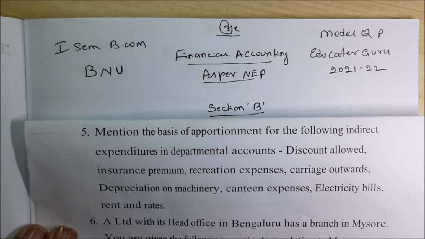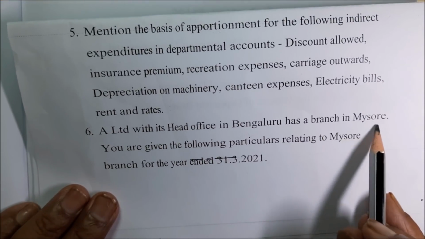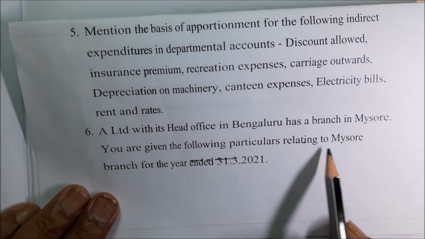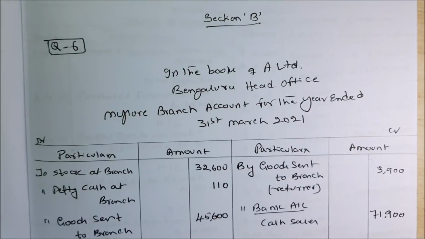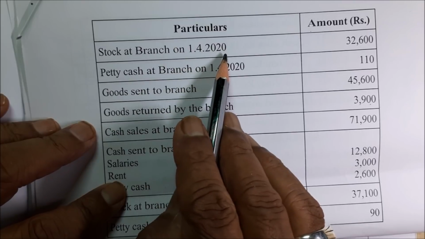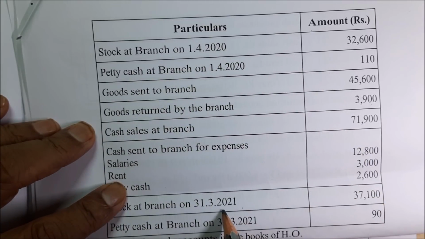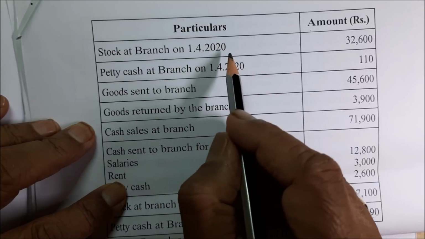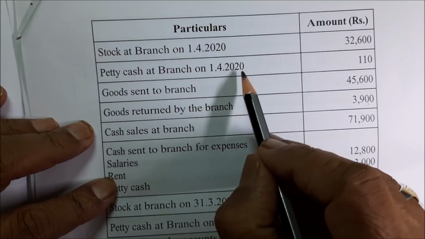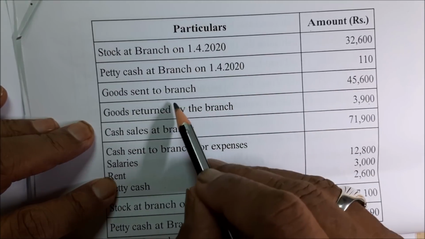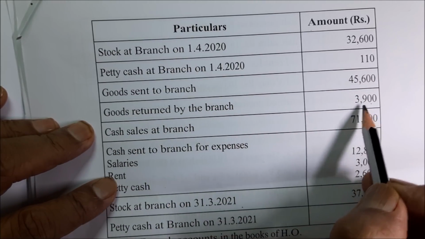Now question number 6. A Limited with its head office in Bangalore has a branch in Mysore. You are given the following particulars relating to Mysore branch for the year ended 31/3/2021. Stock at branch on 1/4/2020, it is called opening balance, because the closing balance is 31/3/2021. So 1/4/2020 opening balance 32,600. Petty cash at branch 1/4/2020 110. Goods sent to branch 45,600. Goods returned by branch 3,900.